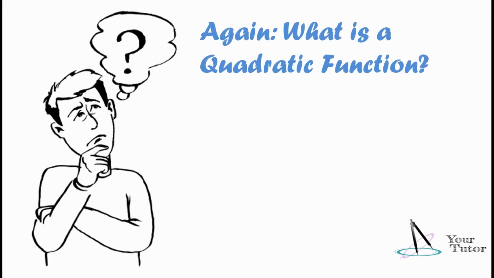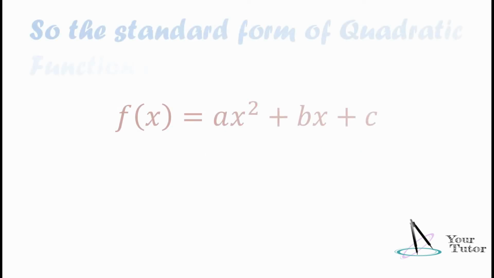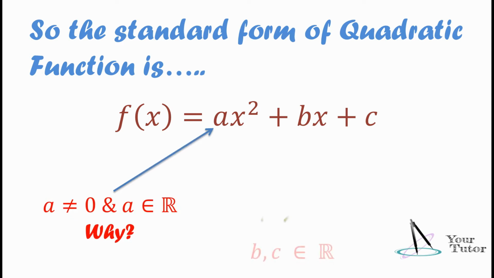So returning back to the definition of quadratic function. I hope you have understood it now. Standard form of quadratic function is this. Here, a, b, and c belong to real numbers. But the term a, which is the coefficient of x to the power of 2, won't take the value 0. Why? If it is 0, a x to the power of 2 will become 0. Then, it won't be a quadratic function, right?